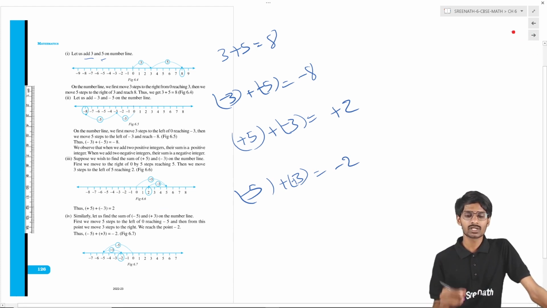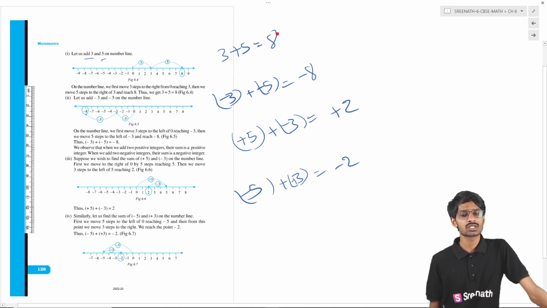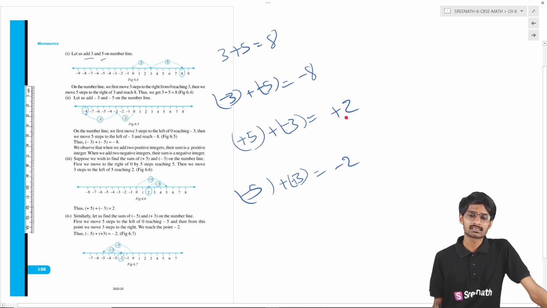One simple thing, students: if both are having the same sign, add them. If you are having positive signs, give them the positive. If they are negative signs, give them negative. If the signs are opposite, subtract them. The sign of the resultant is the sign of the bigger integer. That's it.